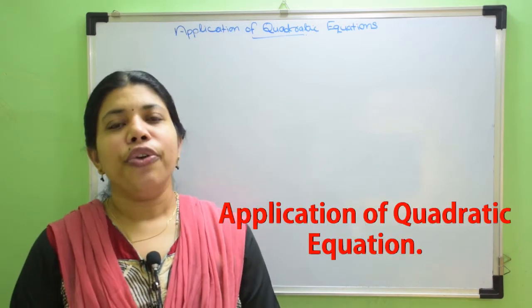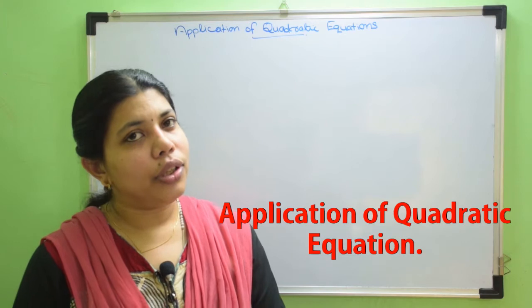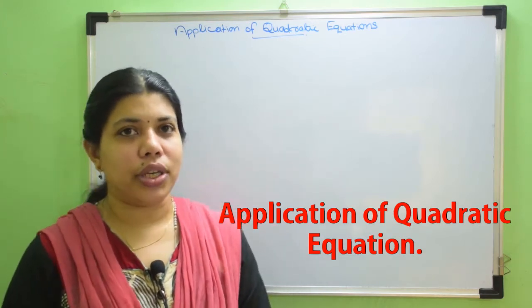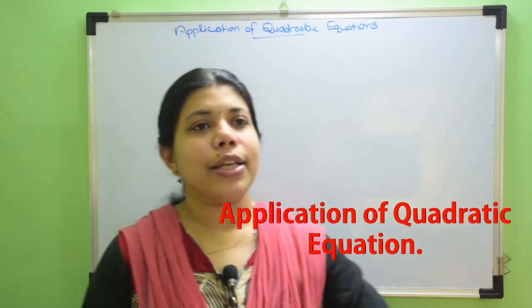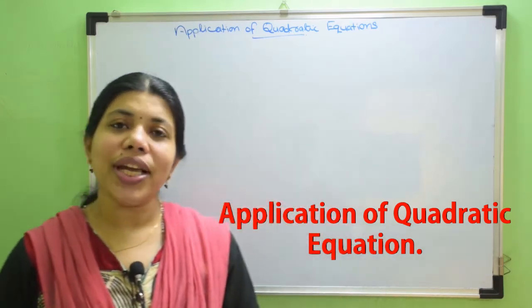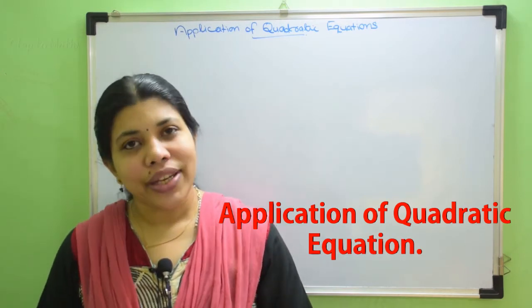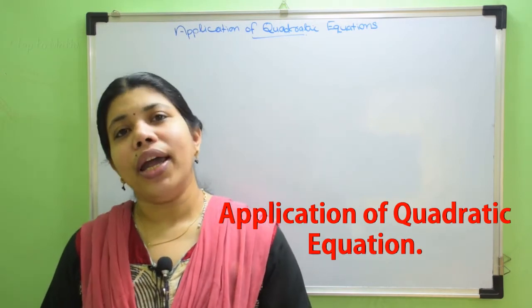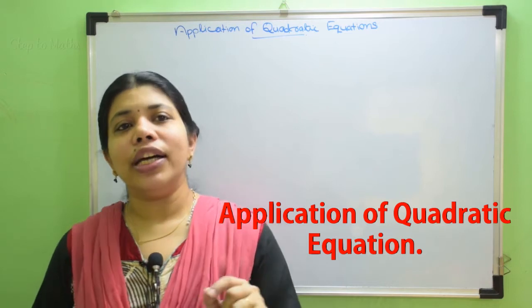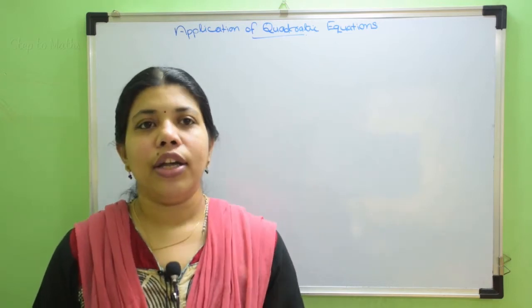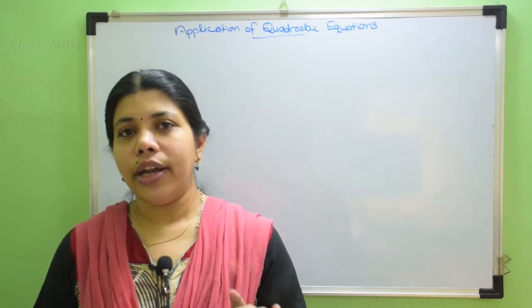In this section, we are going to discuss the problem related to application of quadratic equation. The question is, if 460 is divided by a natural number, the quotient is 6 more than 5 times the divisor and the remainder is 1. Find the quotient and divisor.